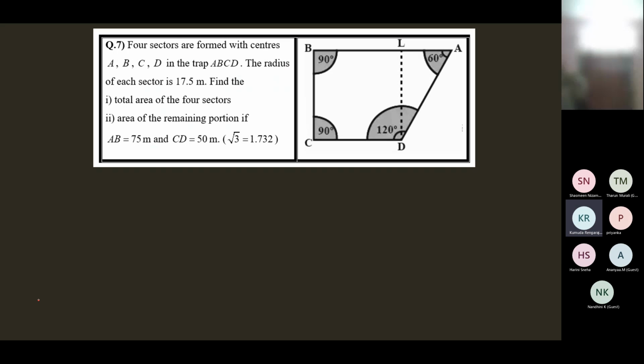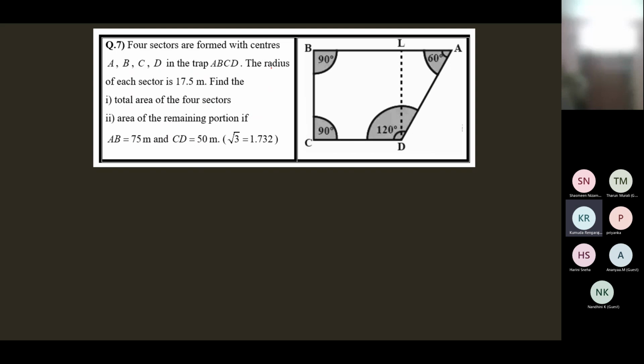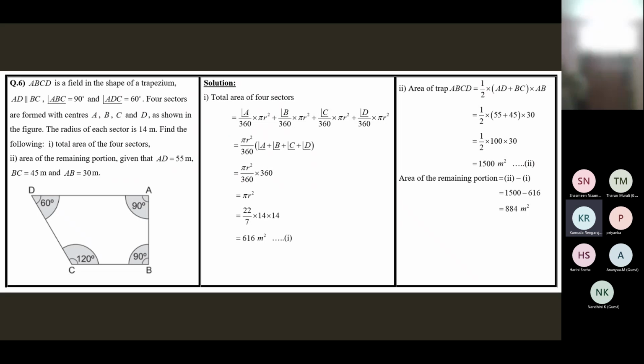But in the next one, we do not know the distance between the parallel sides. That is, we know that BC is the distance between the parallel sides, but the length of BC is not given to you in the question. Here, the length of AB was given to you. See here, what is AB? 30 meters is given to you in the question. With AD 55 and BC 45, apart from this, you're also given AB is 30.